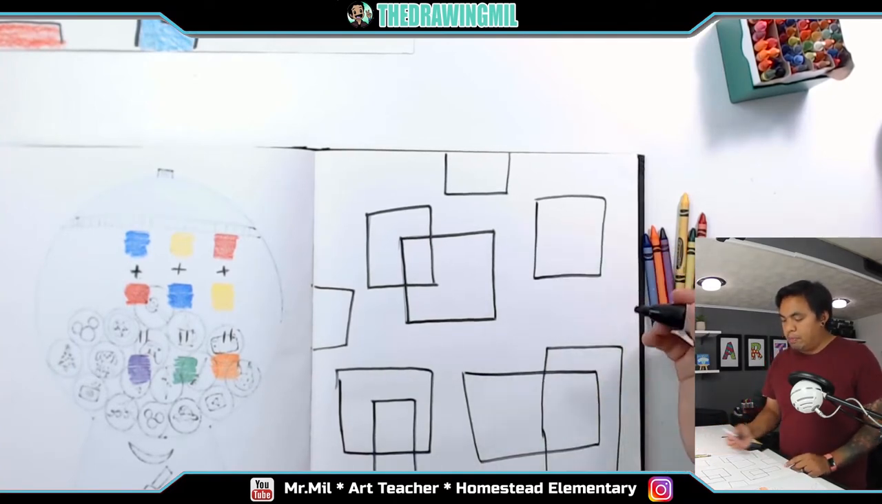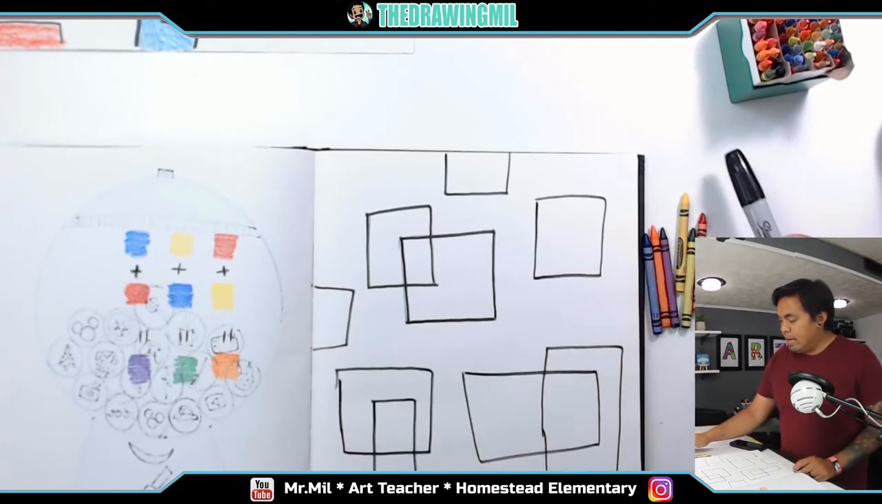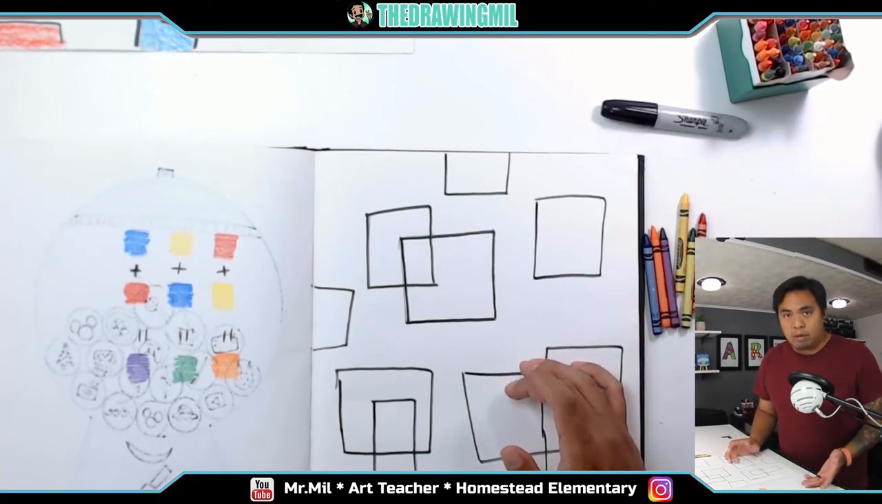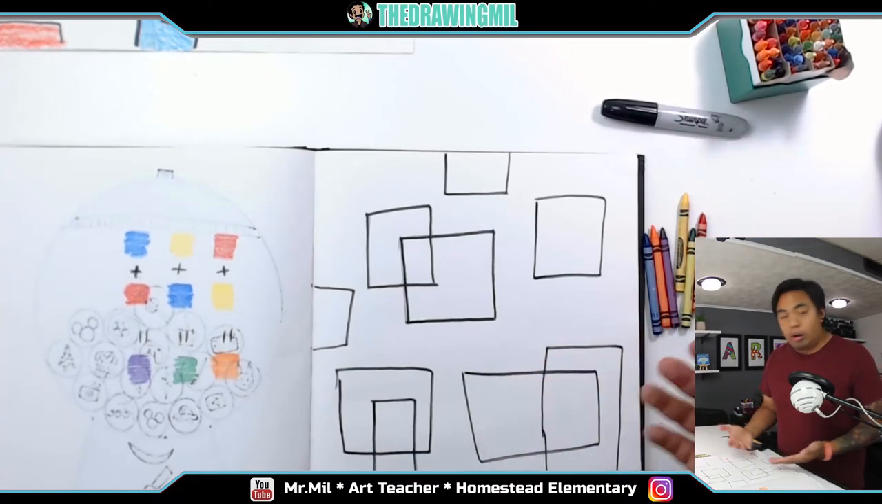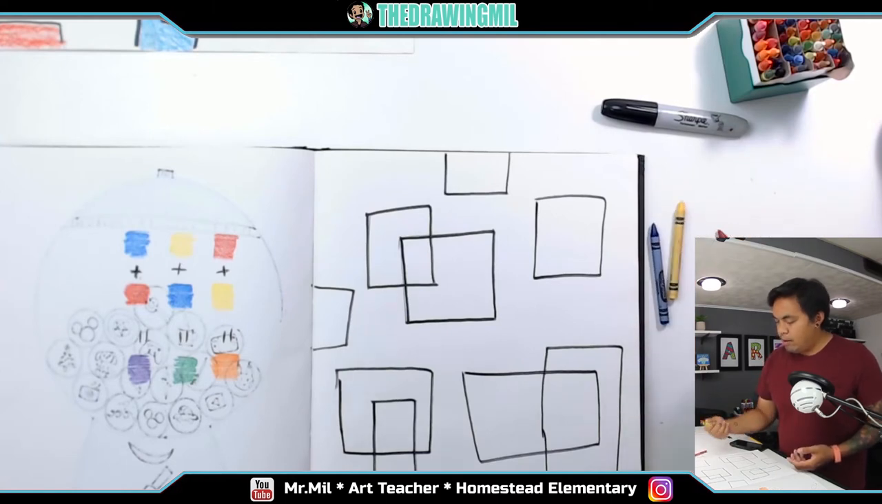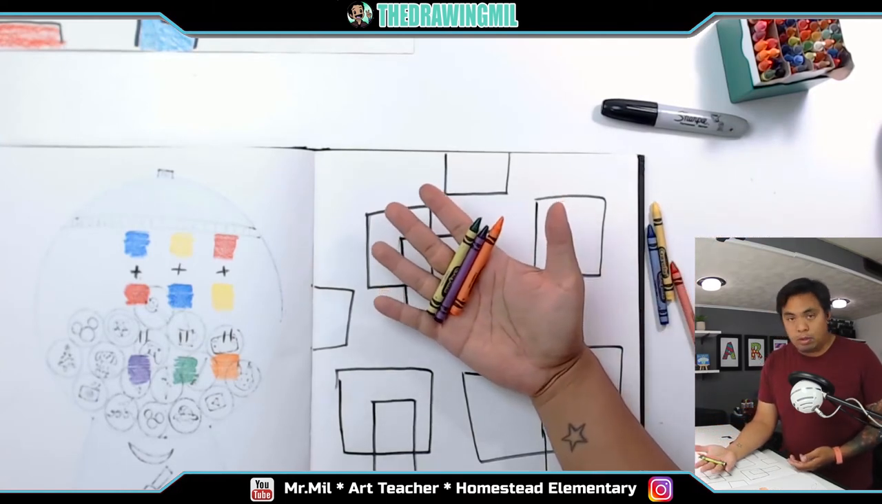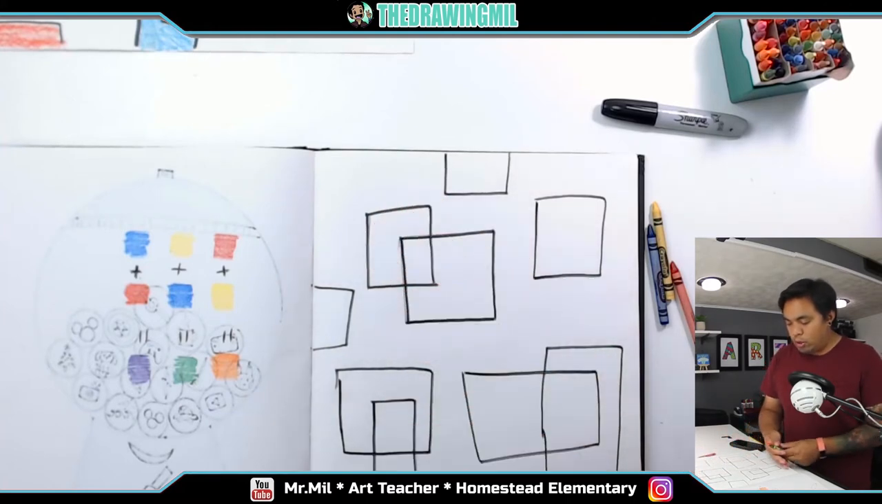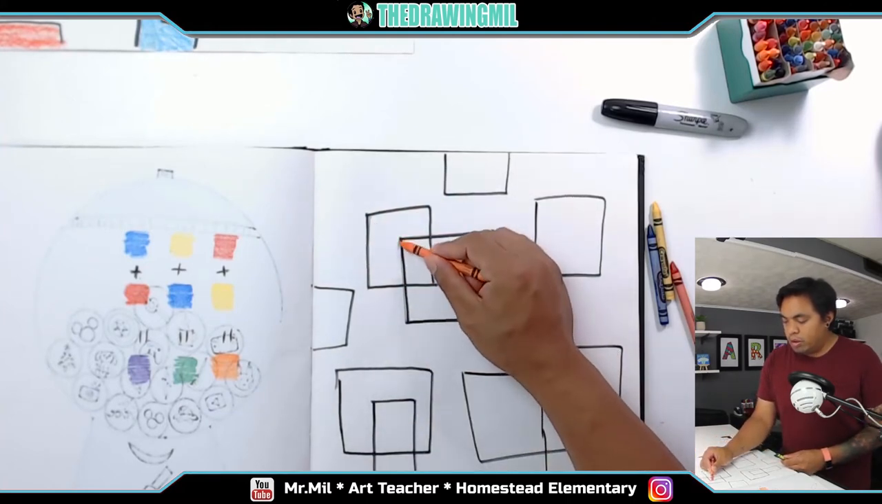If you want to do another overlap, that's allowed too. Now, with that said, let's try to do at least a combination of each. That way we know it's on our paper. So what I'm going to do is take the secondary colors. The secondary colors are green, violet, also known as purple, and orange. I'm going to make sure these go in between where the shapes are colliding.